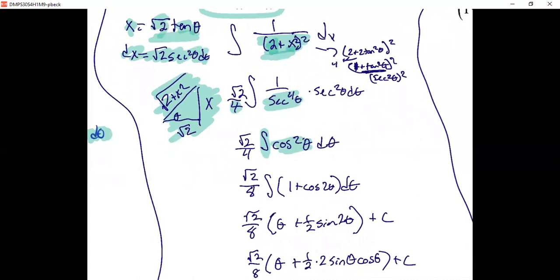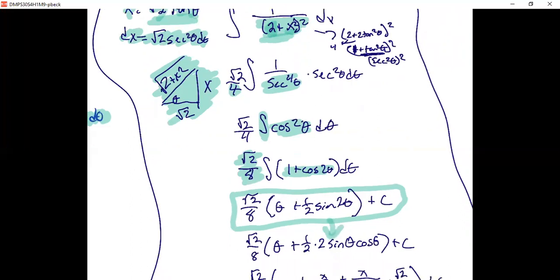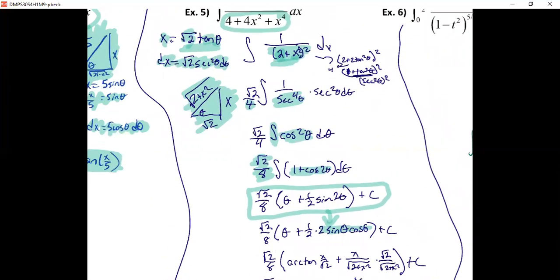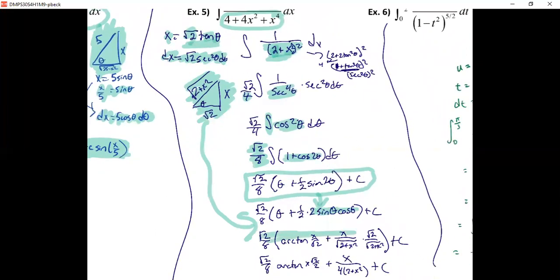So we have to use our power reducing formula, 1/2 of that coefficient, and then 1 plus cosine 2 theta. So that turns into square root of 2 over 8 times theta plus 1/2 sine 2 theta plus c. But this is where we say, once again, I really don't want theta. I want this in terms of x, so we're going to use the double angle formula for sine, which is 2 sine theta cosine theta. And I needed my triangles so I could figure out what my sine of theta and cosine of theta are. And I get this beautiful expression right here, which all I did was multiply it out to get my final answer. Absolutely beautiful problem.